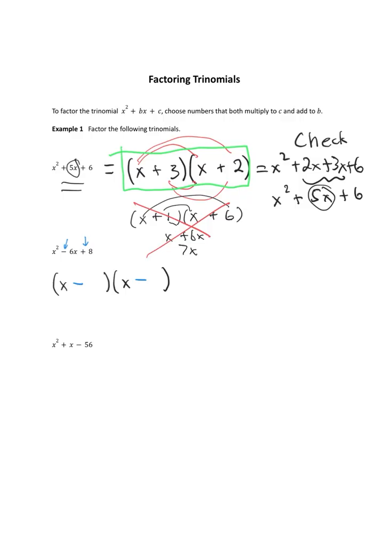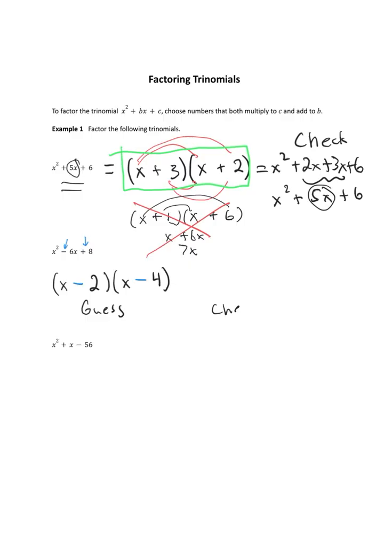Let me just talk through. If I try 1 and 8, well, negative 1 minus 8 would end up being negative 9. We want negative 6 in the middle. So if I did 2 and 4, well, what's negative 2 take away 4? Oh, that actually gives me the negative 6. So I can think through my guesses and find that negative 2 and negative 4 are probably going to work. So this is our guess. And then let's check.